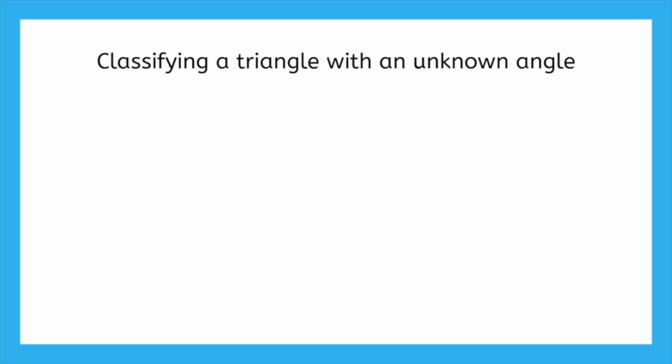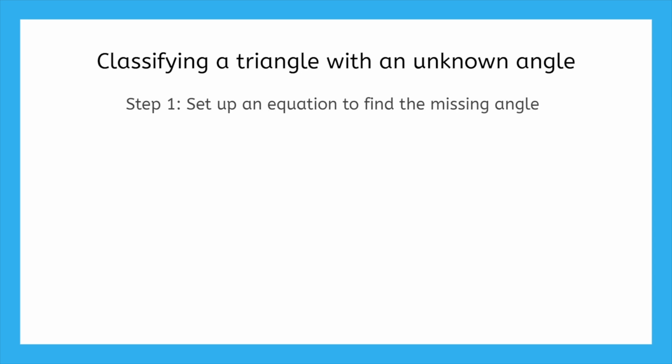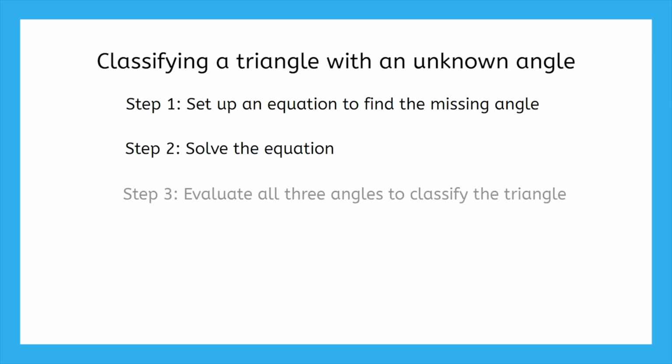To classify a triangle with an unknown angle, we work through a series of steps. Step 1, set up an equation to find the missing angle. Step 2, solve the equation. Step 3, evaluate all three angles to classify the triangle. You'll notice we waited until we knew the measure of all three angles before deciding what type of triangle it is.